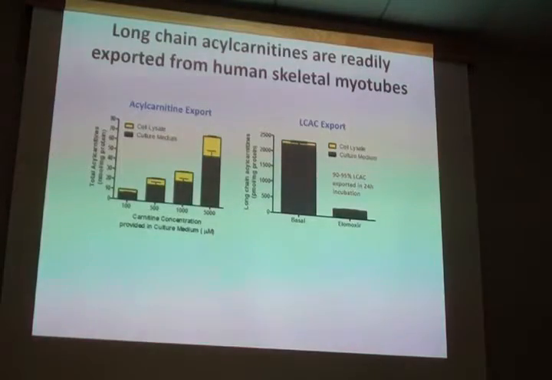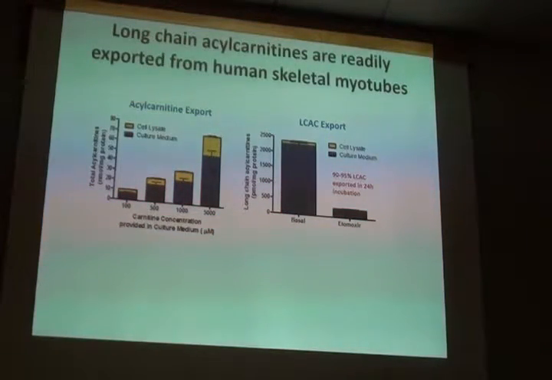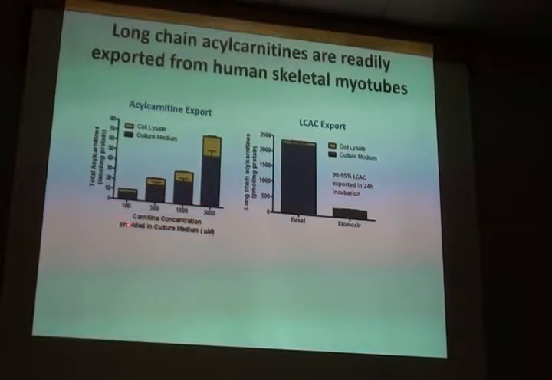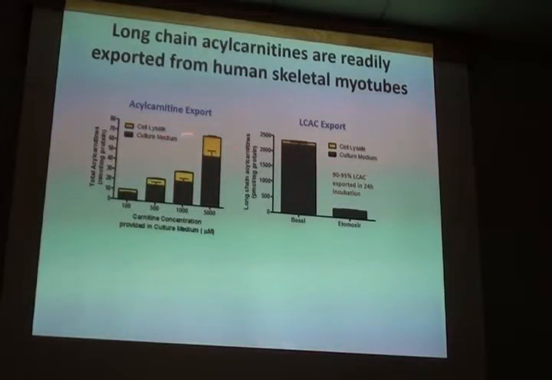And we looked at cell culture, so this is a model where cell culture actually worked well for us. When we provided cells with increasing amounts of carnitine, you see much more acylcarnitines, and most of that actually ends up in the cell culture media. So this is total acylcarnitine, so it includes short, medium, and long-chain acylcarnitines. The vast majority of that, probably 80% of it, is going to be acetylcarnitine. What I found potentially most interesting was the fact that these long-chain acylcarnitines were very readily exported. 90 to 95% of them actually ended up in the cell culture medium.